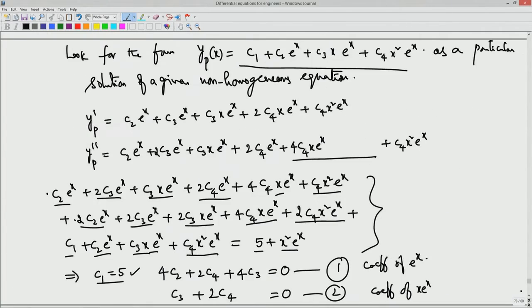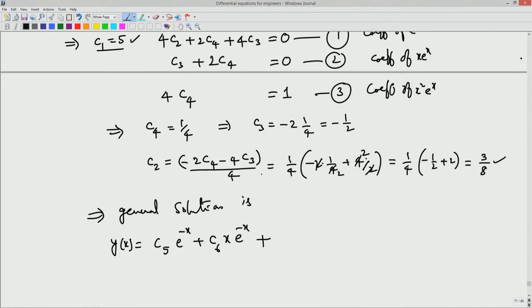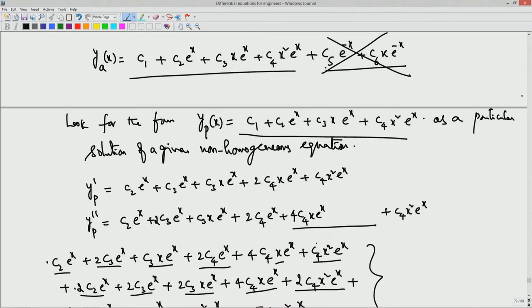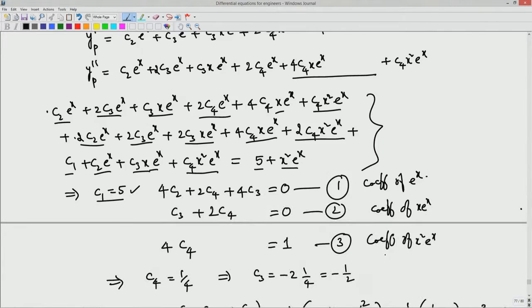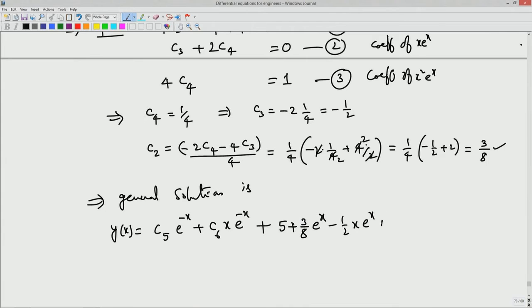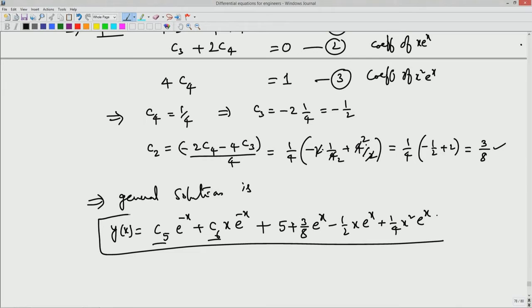So, what is the particular form? C1 is 5 plus C2 is 3 by 8 e power x, C2 e power x, C3 x into e power x. What is C3? Minus half x into e power x, and C4 x square into e power x. What is C4? 1 by 4 x square into e power x. So, this is your general solution because it has arbitrary constants C5 and C6. So, this is the general solution of the given equation. This is how you will find.